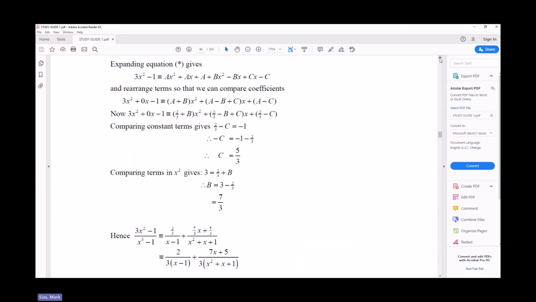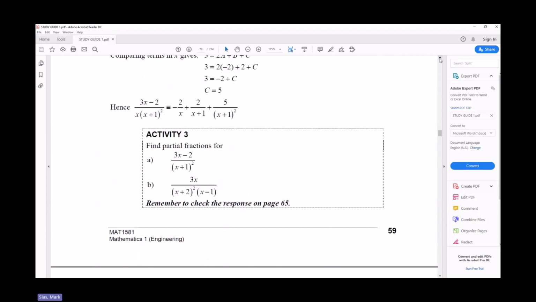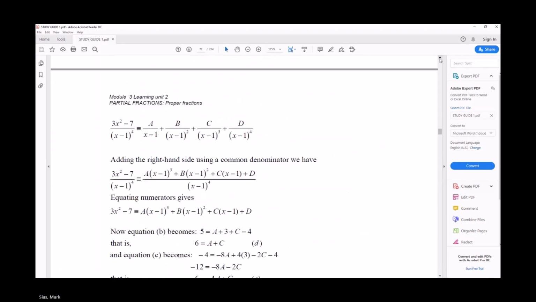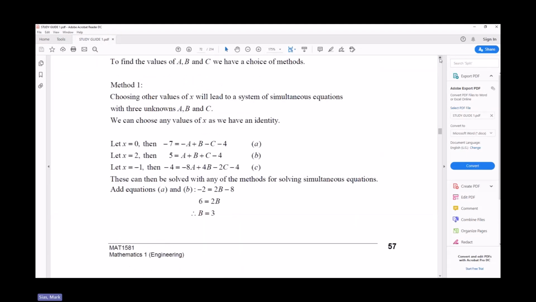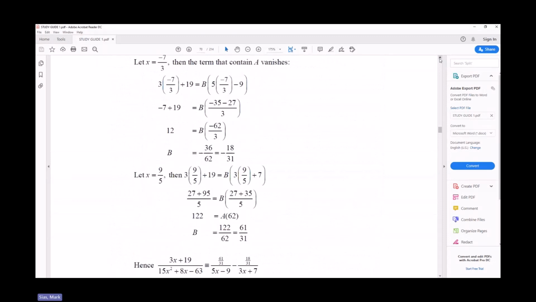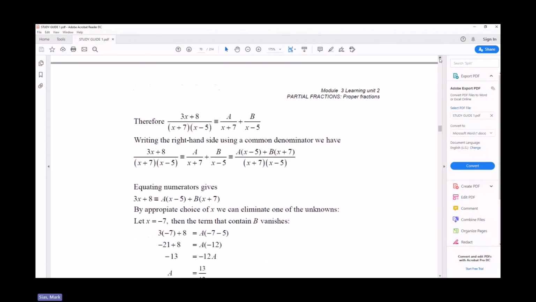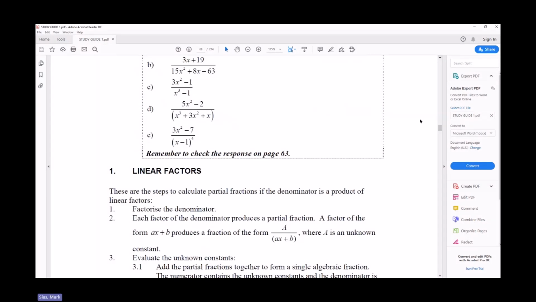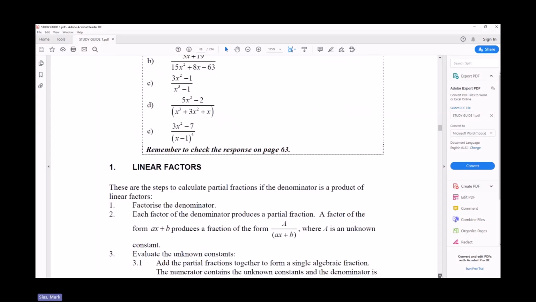Right. Okay, here it's coming up. Sorry for that. Repeated linear factors. Okay, that's the one I referred to. And then there's this case, where it's linear factors, but it's not repeated. Okay, so here are the scenarios.